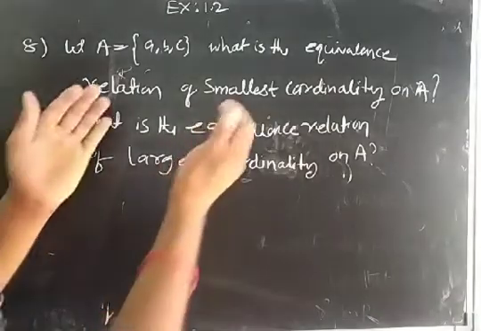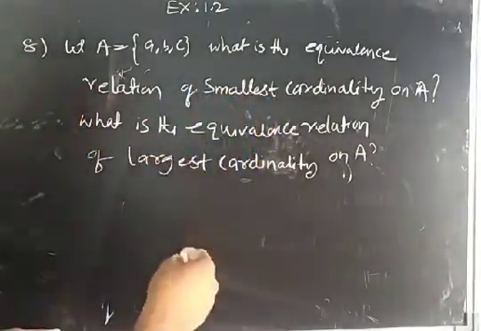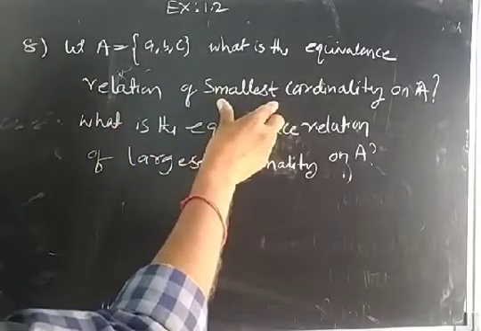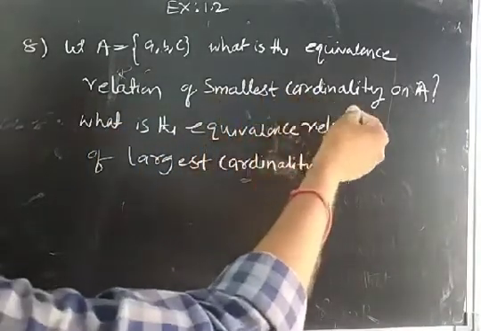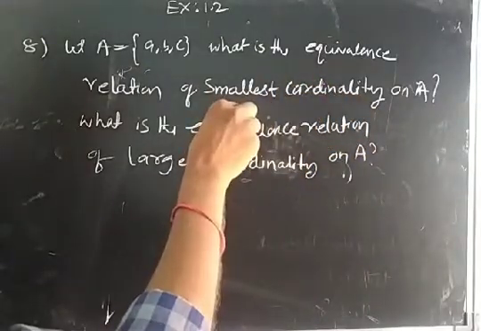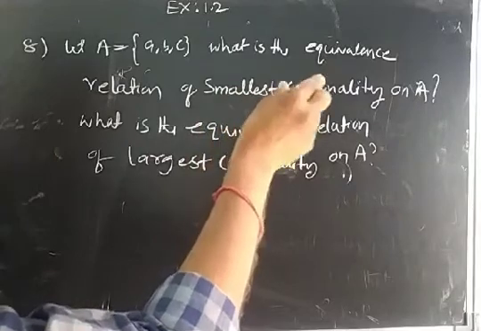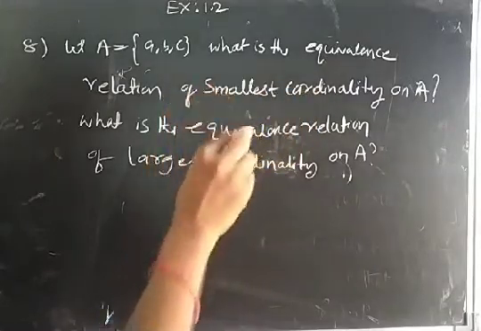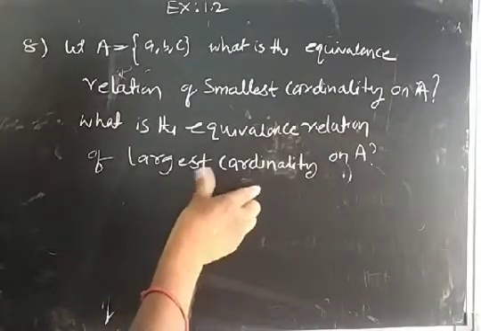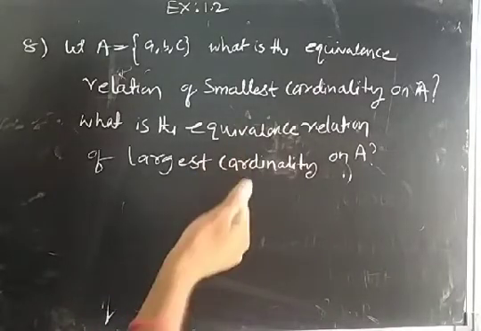Okay. Among that, you take the subsets and form relations. In those relations, what is the smallest cardinality? Cardinality means the number of elements in the relation. What is the smallest cardinality of a relation which is an equivalence relation? And we have to find the largest cardinality of a relation which is an equivalence relation.